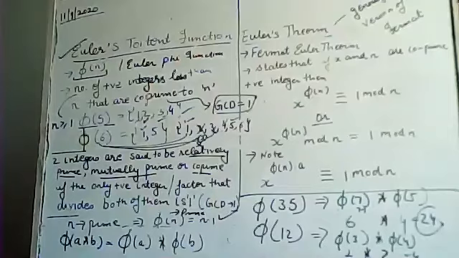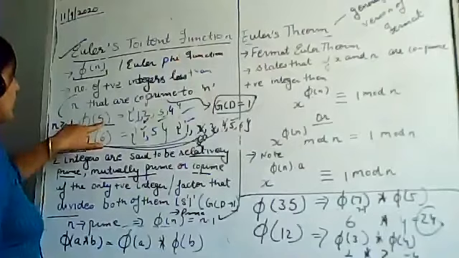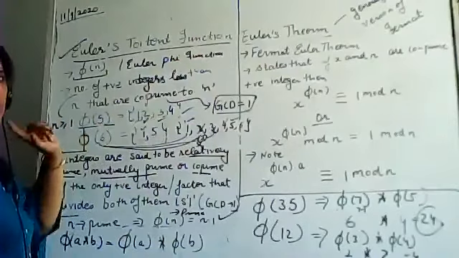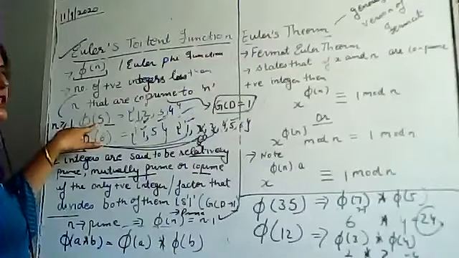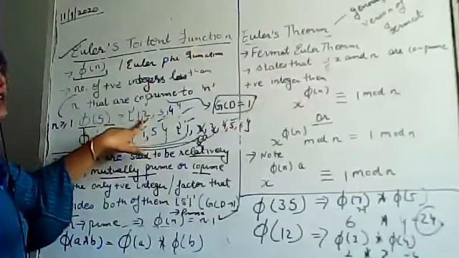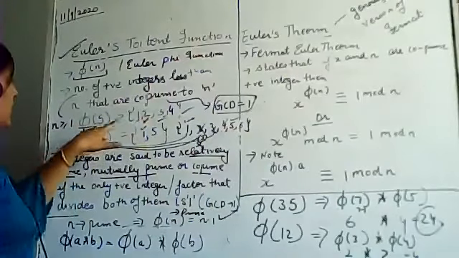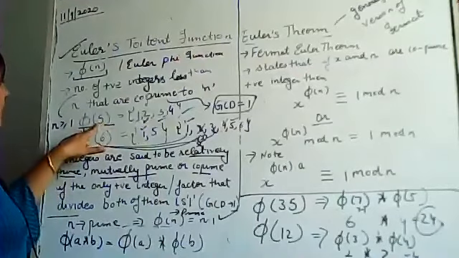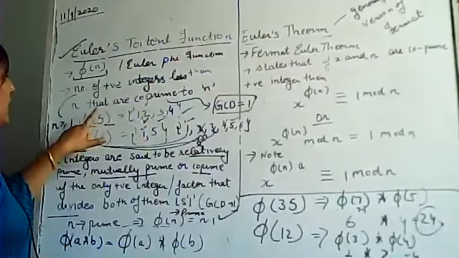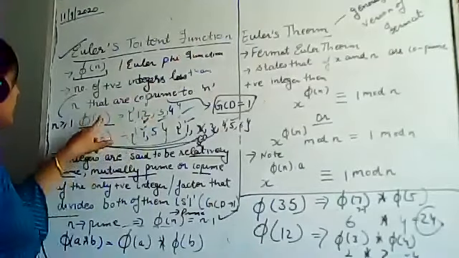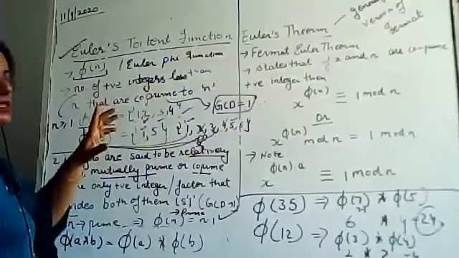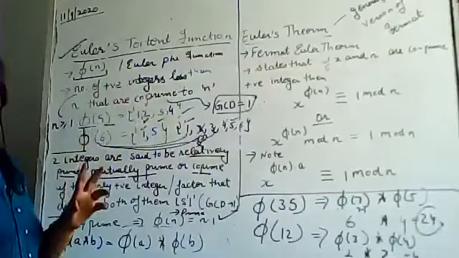So let's say we have the number 5. We have the values 1, 2, 3, 4. We will calculate the GCD of 5 with each of these numbers, one by one. 5 and 1, GCD is 1. 5 and 2, 1 is common. 5 and 3, GCD is 1. 5 and 4, 1.